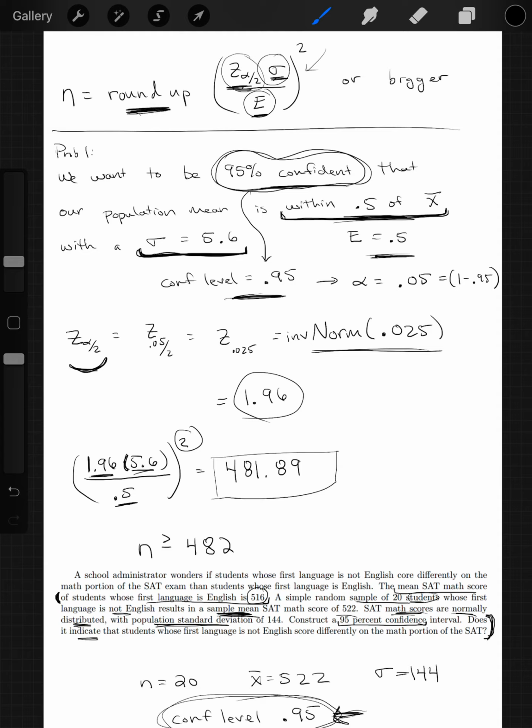Our instructions say to round up. So we know that n has to be at least 482. If we liked nice super round numbers, maybe we would say n is 500. It's a nice, well divisible, lots of zeros number, so maybe it's a good one. But it has to be at least 482.